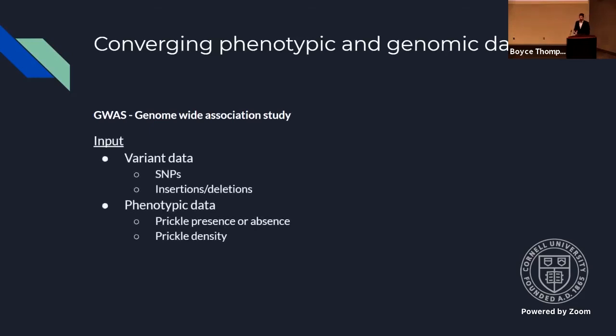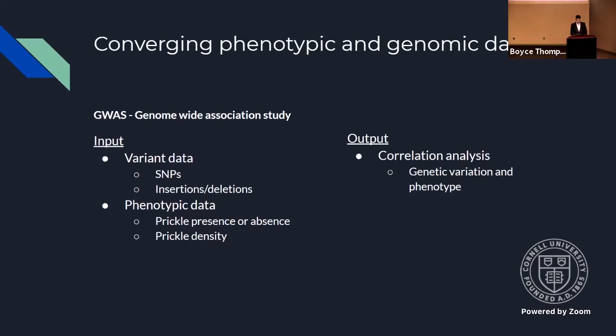So our input was our variant data, so our SNPs, our insertions and deletions. And then we compiled that with our phenotypic data, so our presence and absence, and then our prickle density. And then it outputs a correlation analysis between the variations and the phenotype. And that's going to help us understand where exactly in these genomes the genes associated with our phenotype of interest are, in this case, prickles.